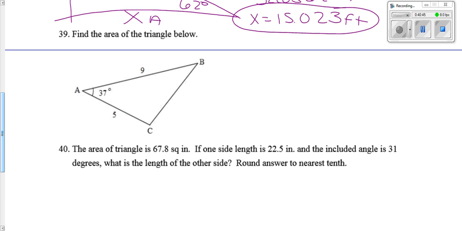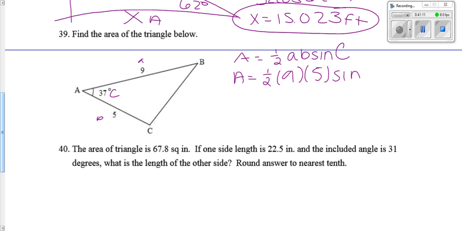All right, find the area of the triangle. Since we do not have the height in this one, this is one of those problems where I need to use area equals 1/2 AB times the sine of C. Again, you can get that off your formula sheet. You should be using your formula sheet. A equals, here's one side, two side, your angle, 1/2 of 9 times 5 times the sine of 37. Just plug that all into your calculator, and you get 13.540 as your area. Perfect.